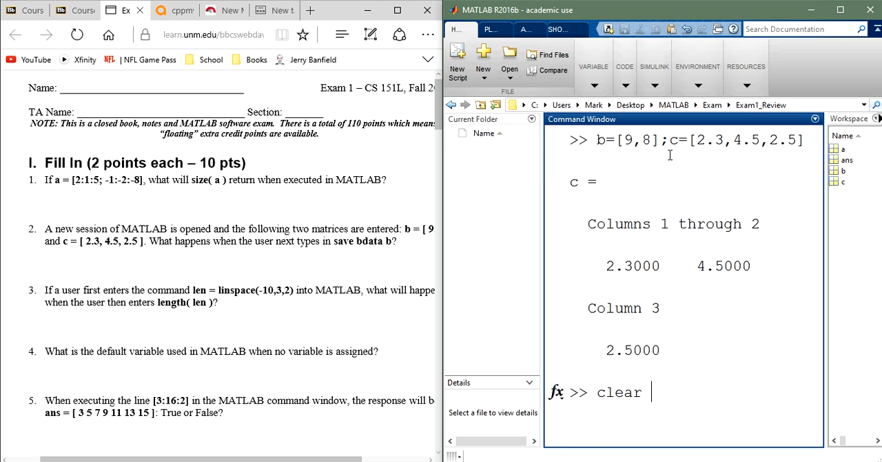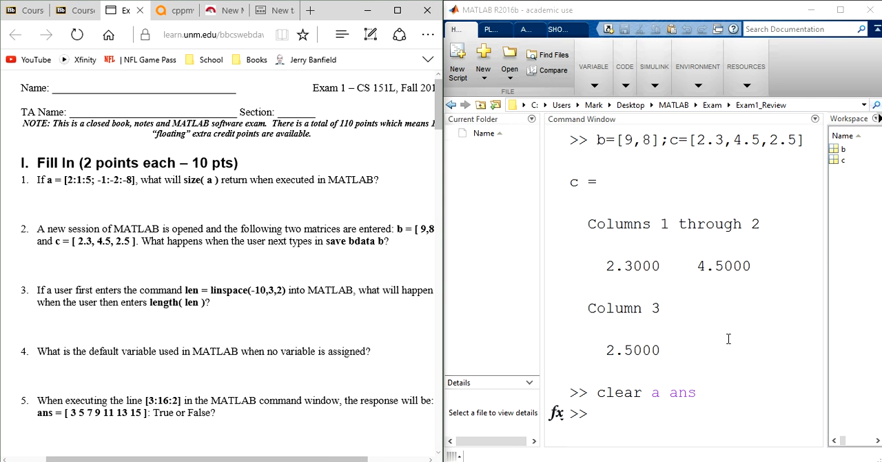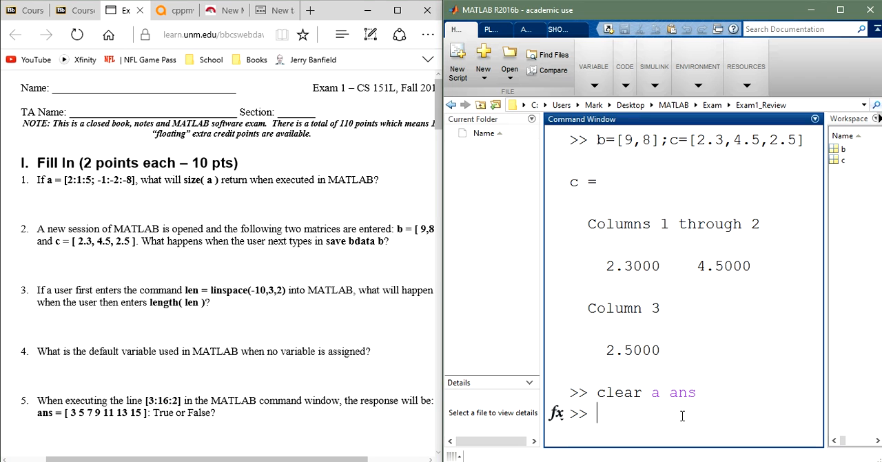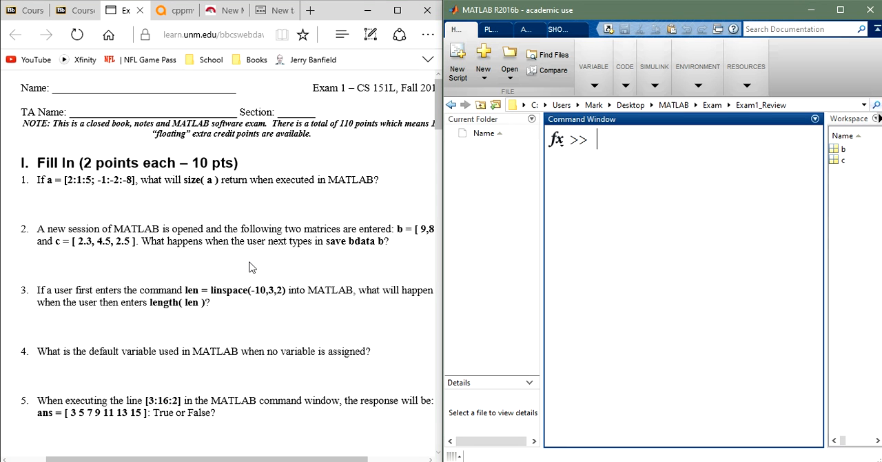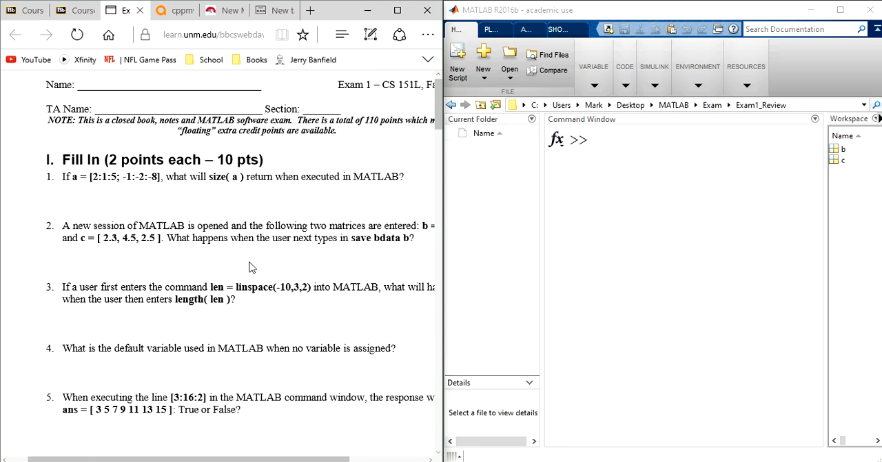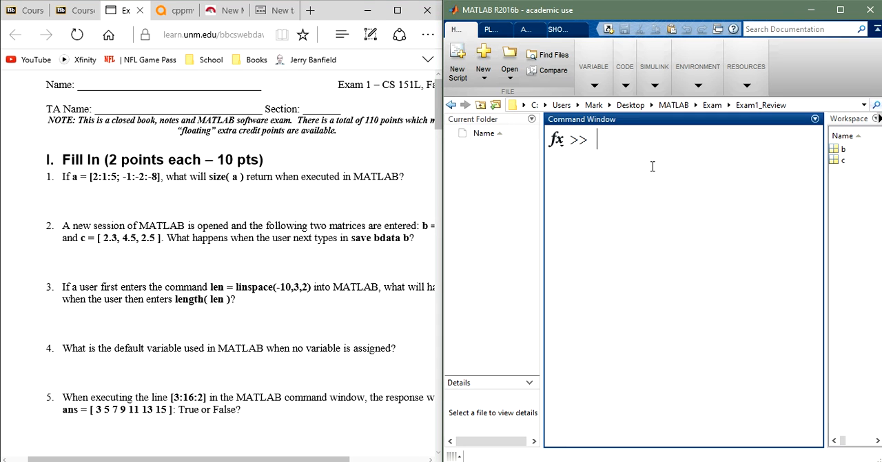So I need to clear A and ANS so that over here in my workspace I just have B and C, because he mentioned a new session of MATLAB is open. So here's a new session. I have B and C defined, and he says what happens when the user types in save bdata and B. Well, here's what happens.